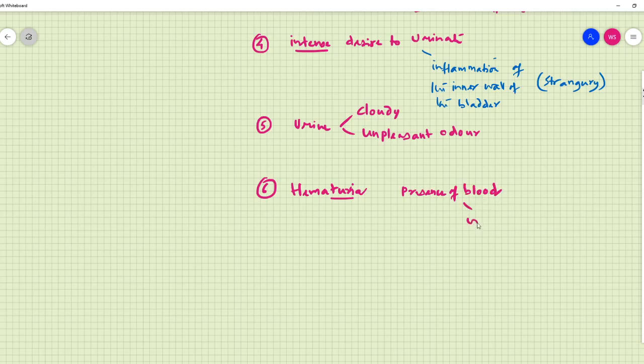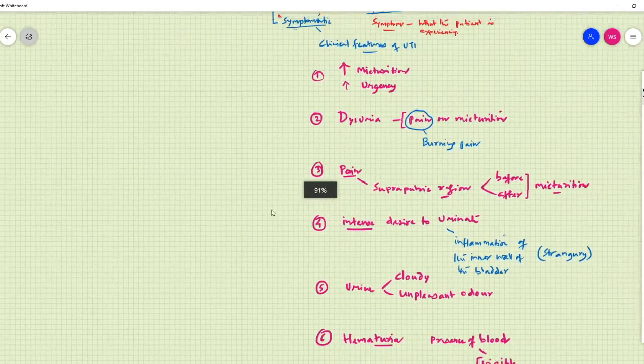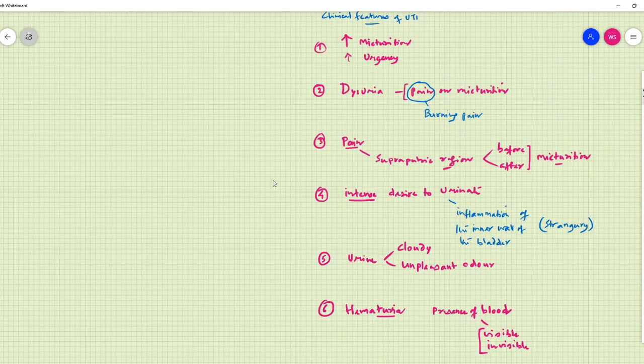And this may be either visible or it may be invisible. Sometimes only when you do a biochemical test do you detect the presence of blood. So these are the classic clinical features of UTI.